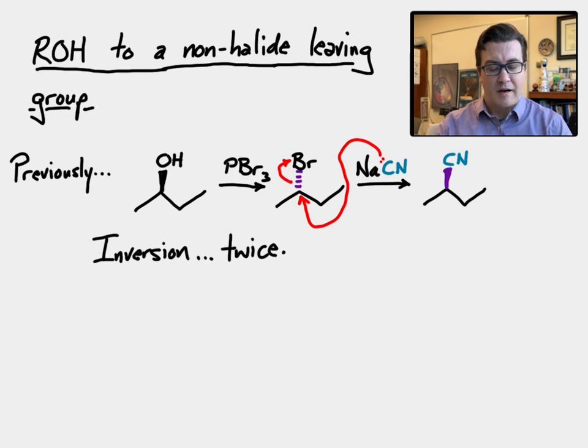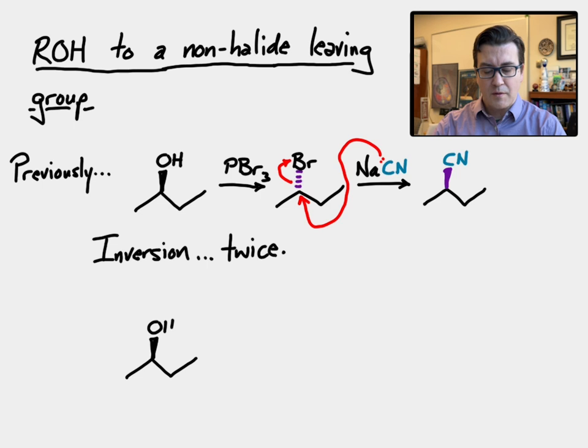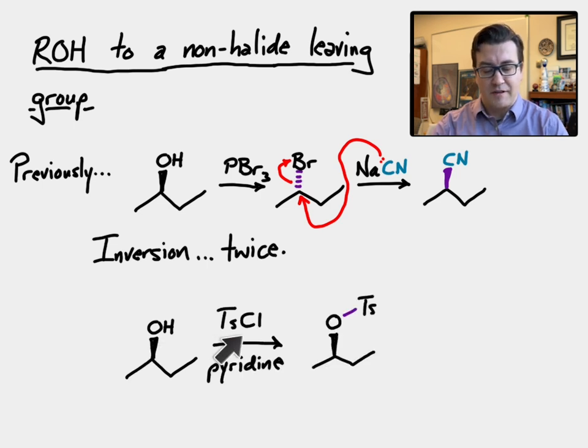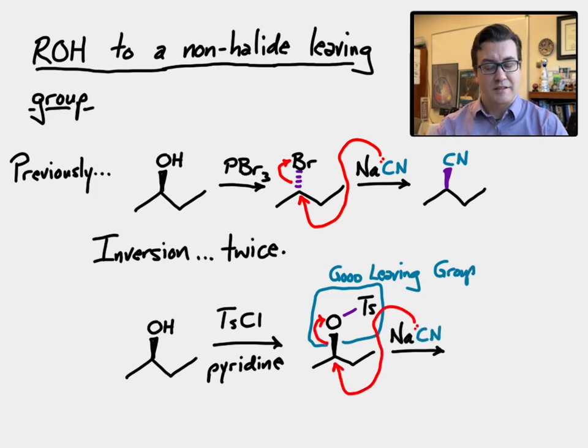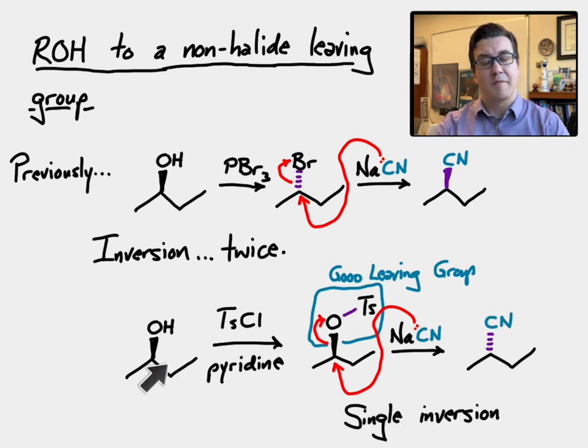So let's look at a scenario where we only want to invert that alcohol center once. You can use the alcohol as a nucleophile, and this will react with something called tosyl chloride and form a tosylate, OTs. This tosylate is now a good leaving group. If this undergoes an SN2 reaction, it's going to have a net inversion from that starting alcohol. So this starting alcohol starts coming out at us, and this resulting cyanide, or this nitrile functional group, is going away from us.